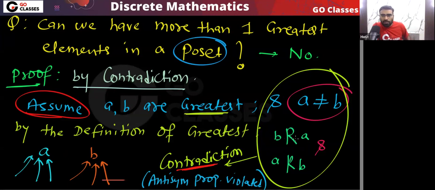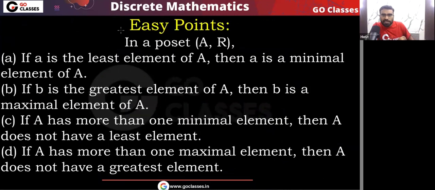Now, A comma B are different and you are getting A related to B and B related to A. So that is an antisymmetric property violation. So that is the contradiction. So our assumption is wrong. It means we cannot have more than one greatest element. Okay, so very simple point. I hope you understood. And read these points also. These are some easy points.